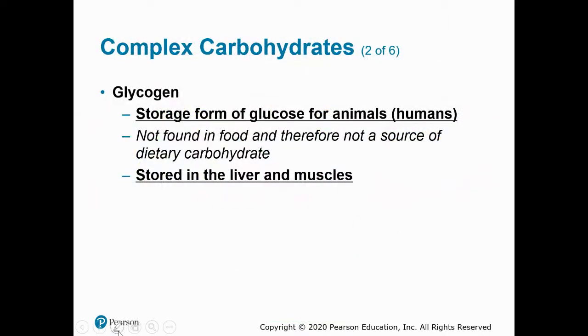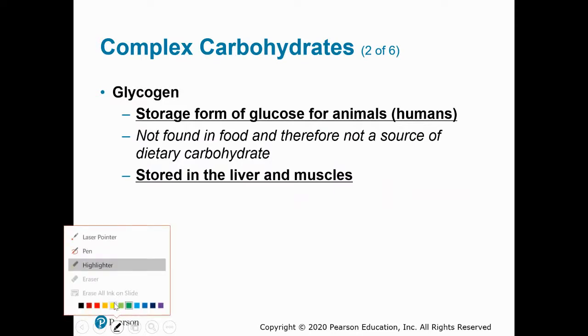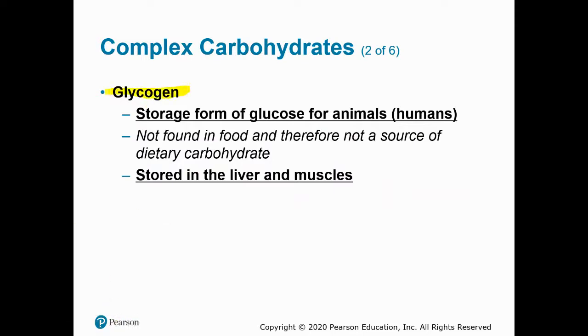Okay, so glycogen, the second of our 3 complex carbohydrates. Glycogen is similar to starch in that it's a storage form of glucose, but glycogen is how animals, including humans, store glucose. Plants store glucose as starch. Humans and other animals store glucose as glycogen. We don't store a whole lot of glycogen. In fact, we store relatively small amounts, enough to get us through most of a day, but that's about the maximum we can store.